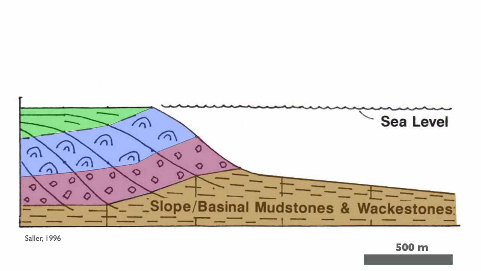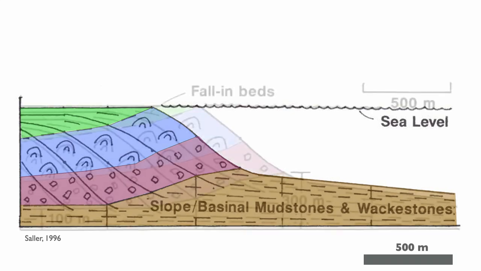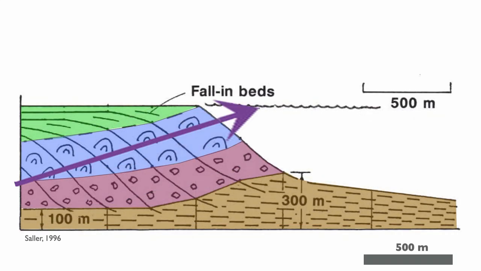Here you have the back reef. At the front, you have the reef, and then you have the fore reef, of course. The reef is a bit deeper than the back reef. And in the basin, we have mudstone and wackestone. Now, this is a prograding system, as we know. And as it progrades, it essentially puts the weight of the reef on top of the mud.